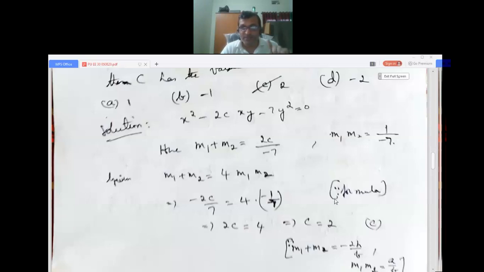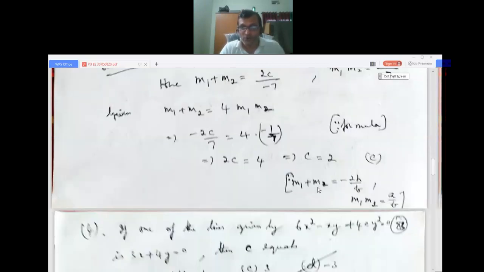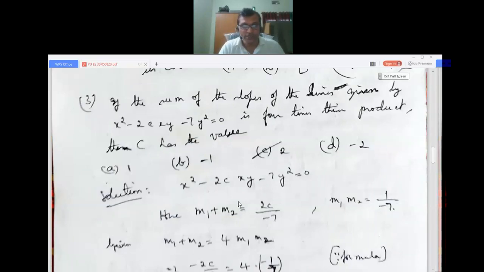So the formula is there. This is the basic thing you know, but I have just given it for you. If I take the standard equation ax squared plus 2hxy plus by squared equals 0, the equation of the pair of straight lines, then the sum of the slopes m1 plus m2 equals minus 2h by b, and the product of the slopes m1 m2 equals a by b, where a is the coefficient of x squared, b is the coefficient of y squared, 2h is the coefficient of xy. All this I told many times in today's session.